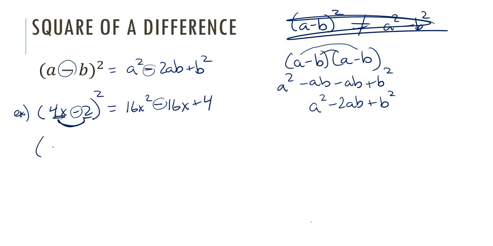All right, try this one. x minus 6 squared. And come on back when you have it.